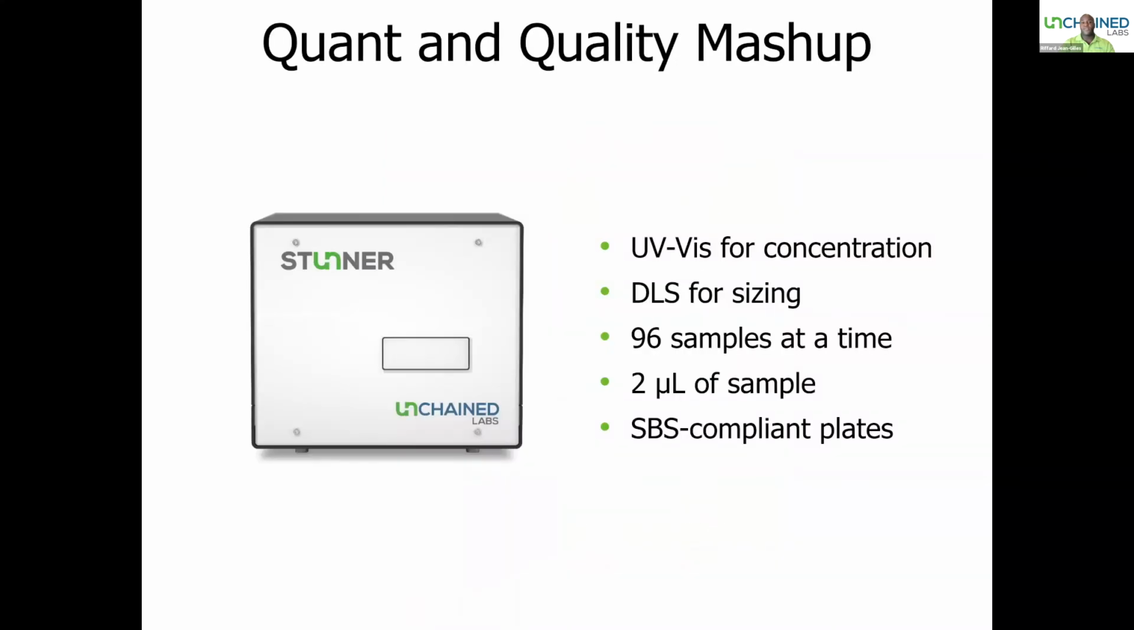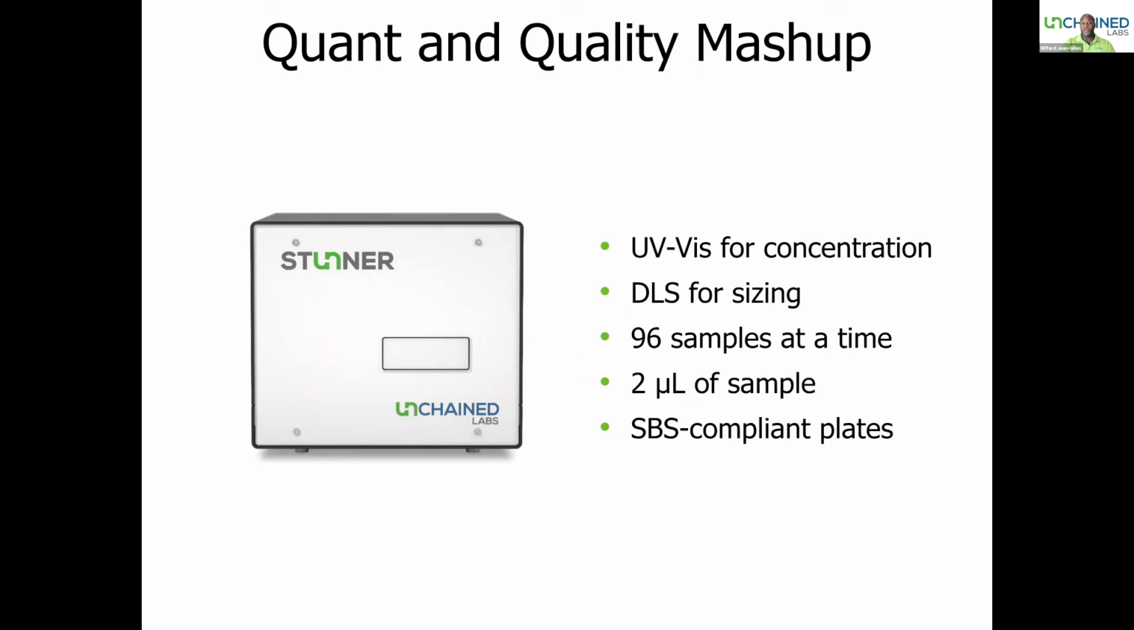So now let's look at the Stunner. As I mentioned before, the Stunner has the ability to measure concentration, right? But it also has DLS built in. And so DLS, or dynamic light scattering, is about thinking about quality. I'm going to measure size. I'm going to assess aggregation in my sample and begin to see whether or not, as I perhaps switch formulations or as I do different things to my sample, the actual quality of the sample is changing.